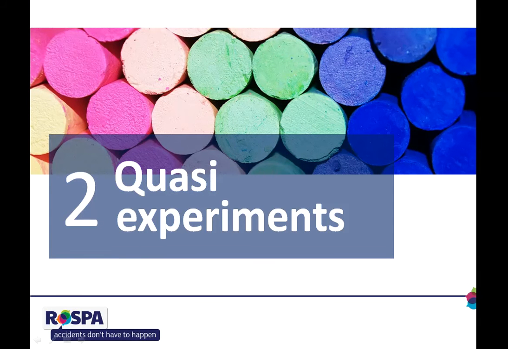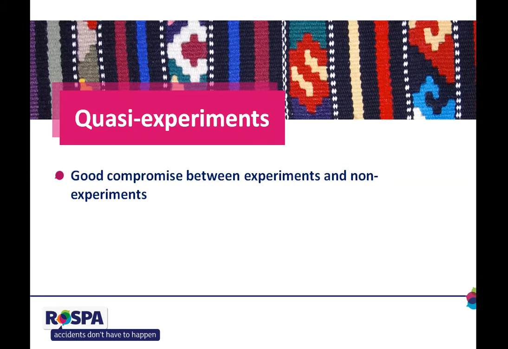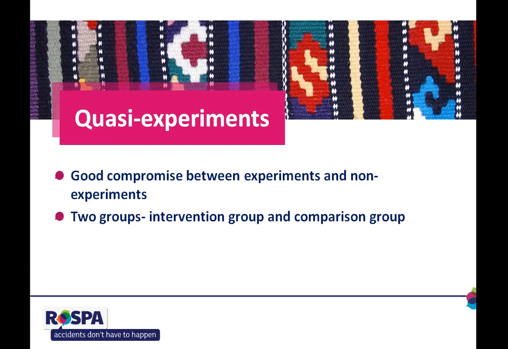The next type of evaluation design you could use is a quasi-experiment. Quasi-experiments can be a good compromise between experiments and non-experiments. This is because they are more robust than non-experiments, but they are less time-consuming and expensive than an experiment.